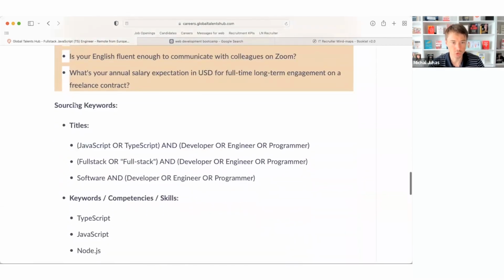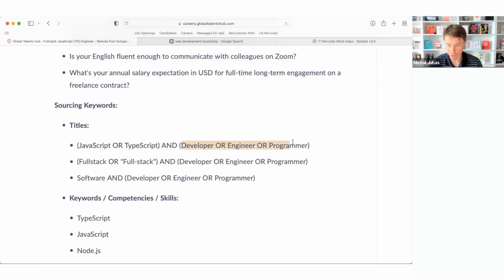So anyway, moving on to sourcing keywords. The titles, of course, would include either JavaScript or TypeScript and developer, engineer, programmer. Or the other combination would be full stack, with a space or dash, and developer, engineer, programmer. Or in some cases, people just have on their profile, on their CV, written software developer, software engineer, software programmer. So with these 3 different search combinations, we actually cover a lot more titles.